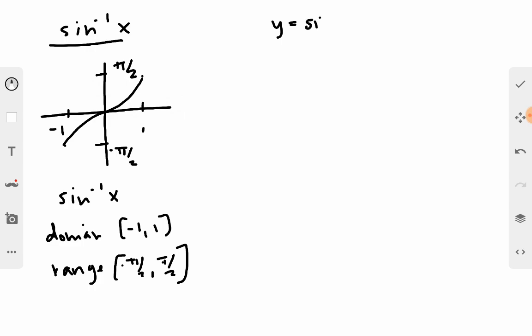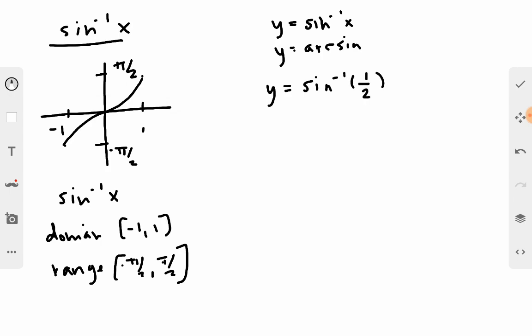Okay, so we can write it as sine inverse x, and then another slightly antiquated term is arc sine. Okay, those two things mean the same thing. They're inverse sine. So let's say that we want to find y equals sine inverse of 1/2.